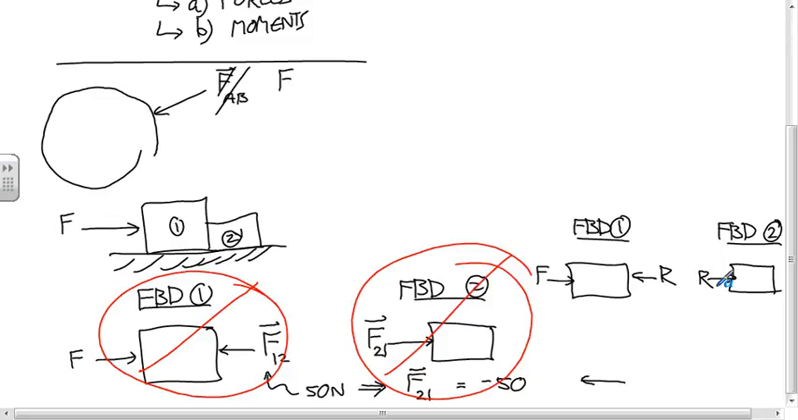Any questions about that? So if you know the direction of a force, make sure that it's clear that that variable is a scalar.